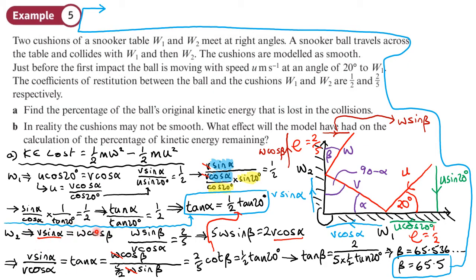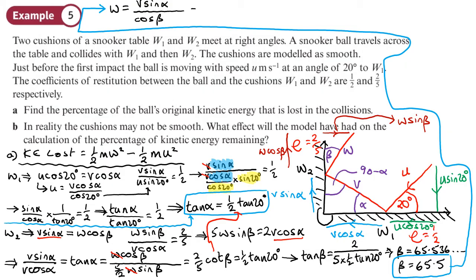So again, this is one of these questions where I don't know U, but we're told that it starts with speed U. So my answer is going to be in terms of U. So I'm trying to find W. So W will equal V cos alpha over cos beta. So I'll write that down. So W equals V sine alpha over cos beta.